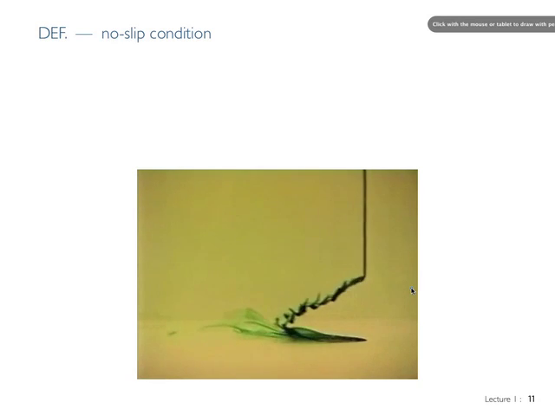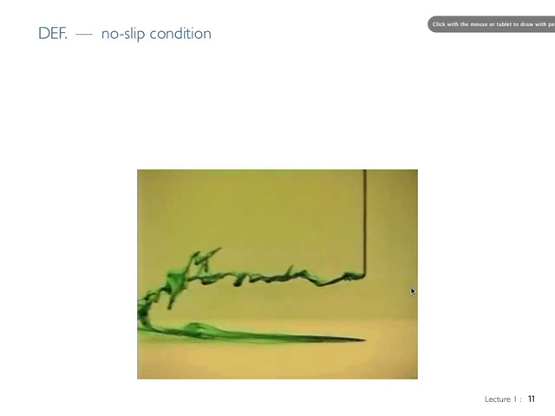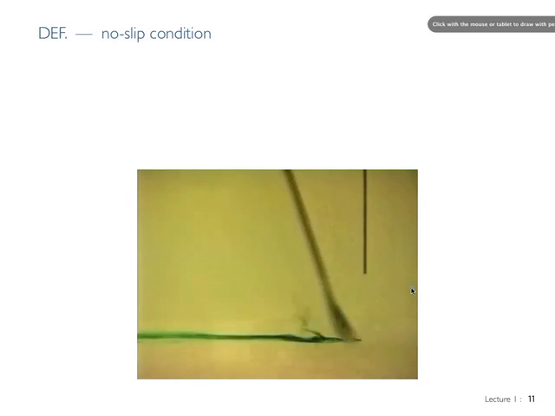Again, you see, the dye very close to the wall is sticking. Really, the water that is really close to the wall is sticking. Viscosity has that effect, that the fluid wants to stick to the wall. And this is what we call the no-slip condition. It's an experimentally observed fact.